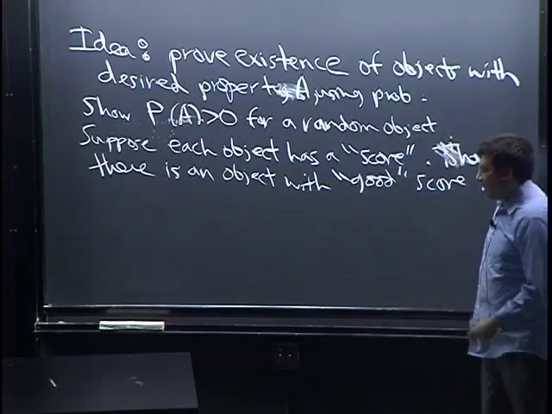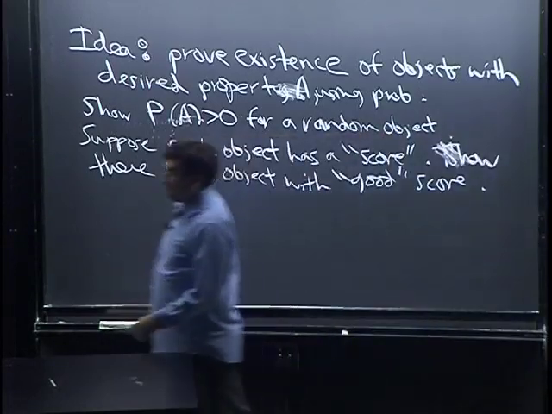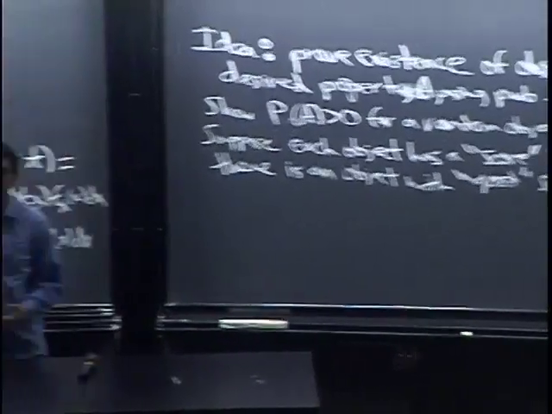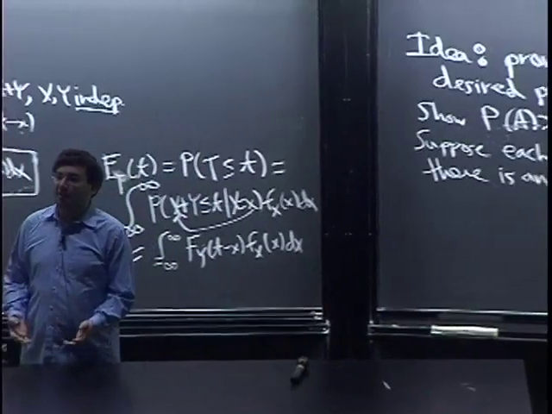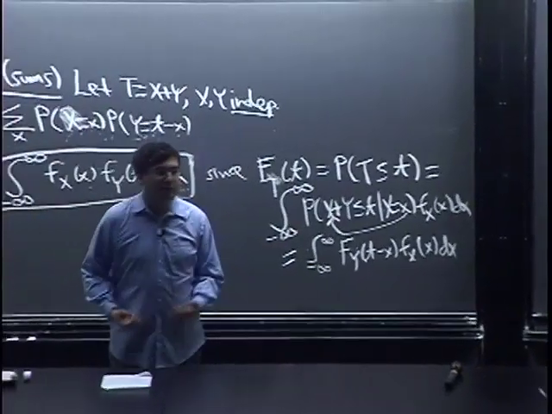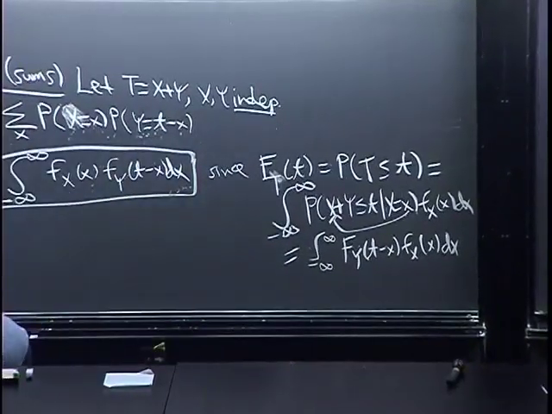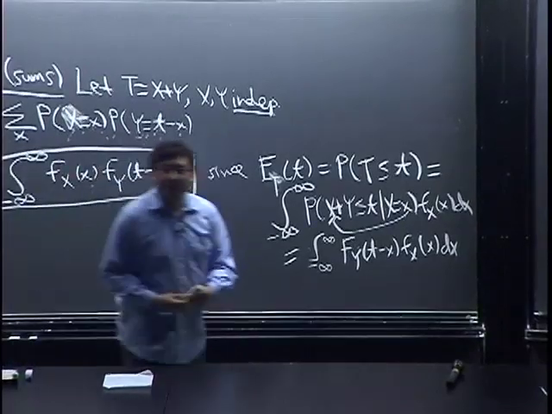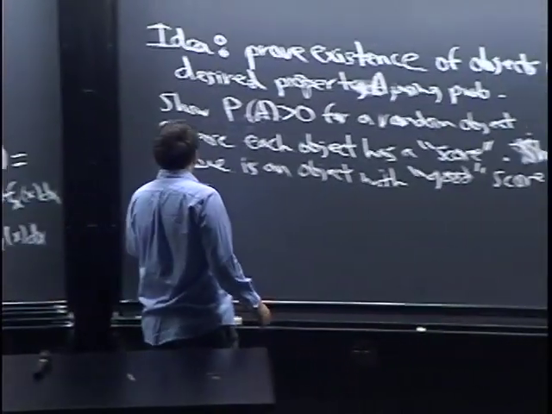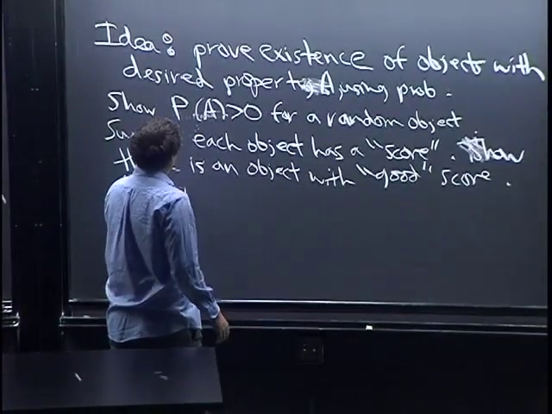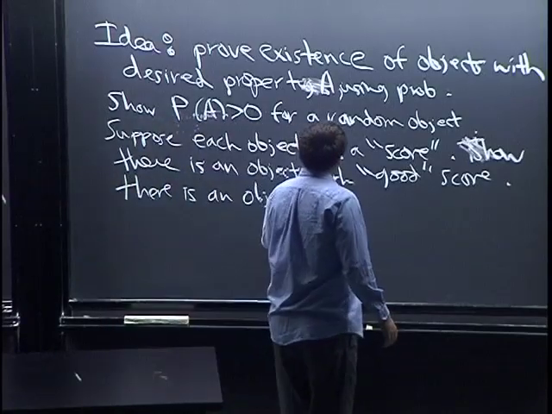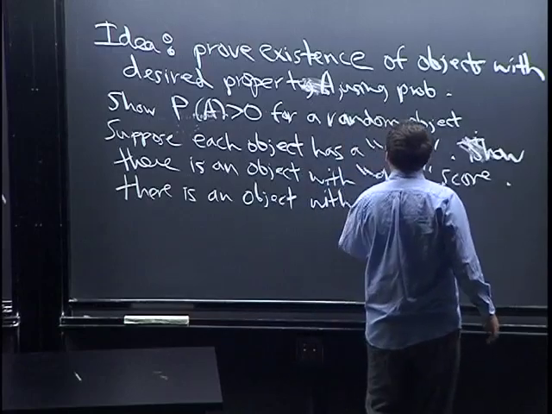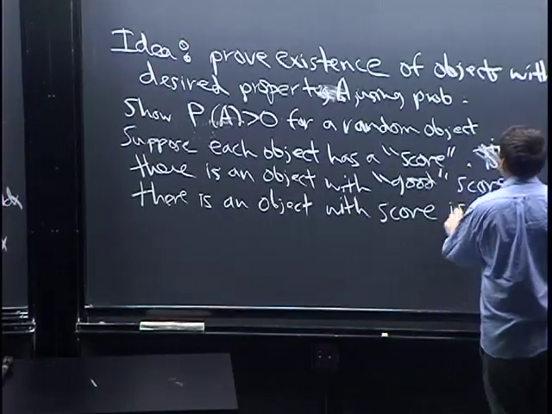Well, here's a strategy. You may guess this has something to do with probability. Pick a random object again. Look at its score. So in other words, what's the average score of a random object? Now here's a theorem. There is an object whose score is at least the average, right?